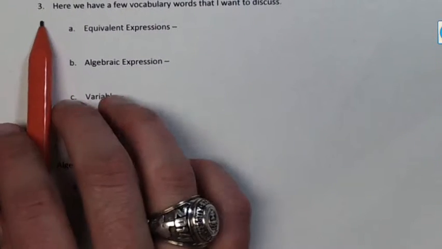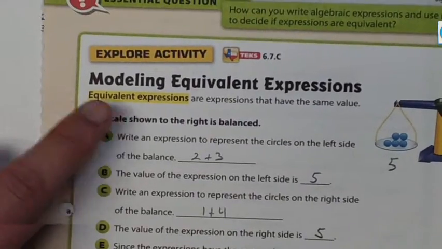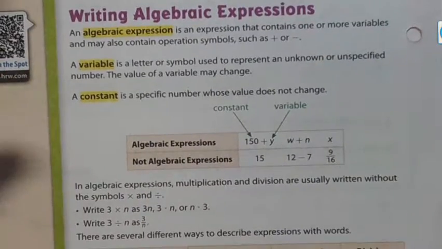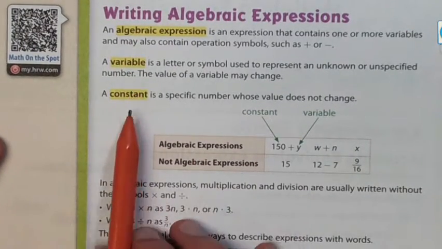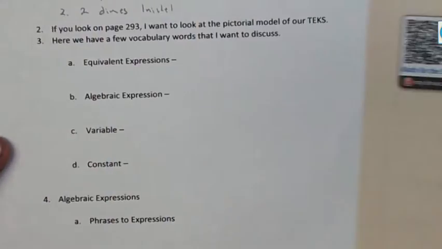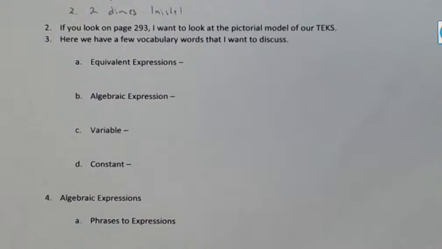Alright, number 3 on our notes from class today says, here are a few vocabulary words that I want to discuss. And if you go back to 293, one of the words is equivalent expressions, which I've got right there. And then if you turn 293 over to 294, you've got algebraic expression, variable, and constant. So what I want you to do is pause the video and copy those words down, or their definitions down, so that you're thinking about it and you're hearing them, and then I'm going to go over them very quickly. So go ahead and pause the video and use page 293 and 294 to copy down those definitions.